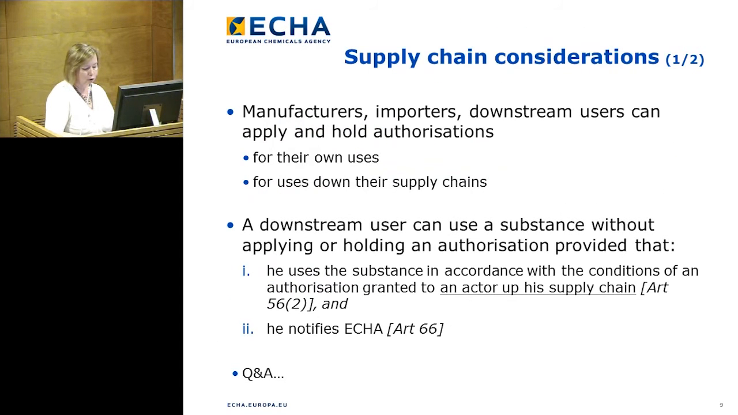Matti has briefly mentioned already the supply chain considerations. So we know already that manufacturers, importers, and downstream users can apply and hold authorizations for their own uses and for the uses down their supply chains. The key word here is down. A downstream user can use a substance without applying or holding an authorization only if he uses the substance in accordance with the conditions of authorization granted to an actor up his supply chain, and he notifies ECHA. Again, there are questions and answers on that.